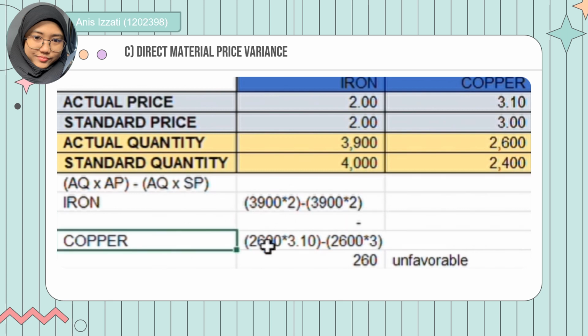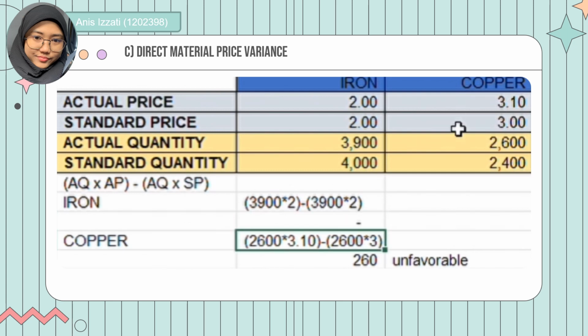Copper, 2,600 we get from the actual quantity times the actual price, 3 ringgit and 10. Another one is 2,600 actual quantity times 3, the standard price for copper. We minus both of it and we will get 260. It is unfavorable. So here we look at the actual price for copper and the standard price.